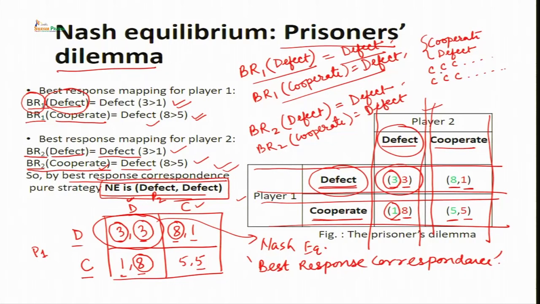But we know that from here, if they move to this cell or this cell, that means if one person unilaterally deviates, that means chooses D instead of C, then it may get benefit. Okay? So, there is an incentive to deviate. So, the idea is what is stopping this person from deviating from C.